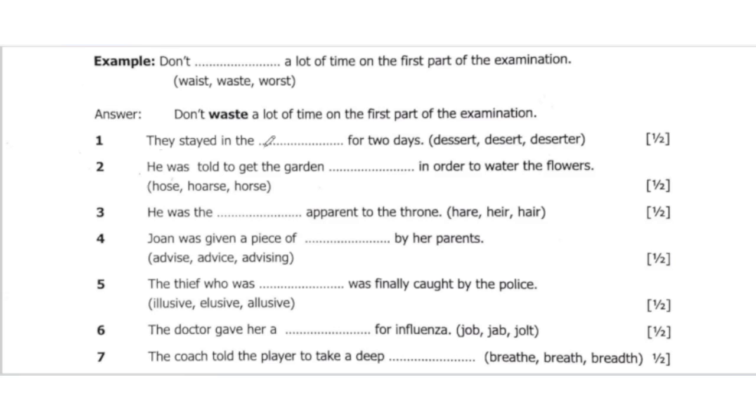they stayed in the dash for 2 days. So we want to find the correct spelling for desert. So this is desert, and this is dessert, and this is deserter. So the correct answer is this one, desert. Let me just write it. So it is desert. That's the correct answer with a single S there.